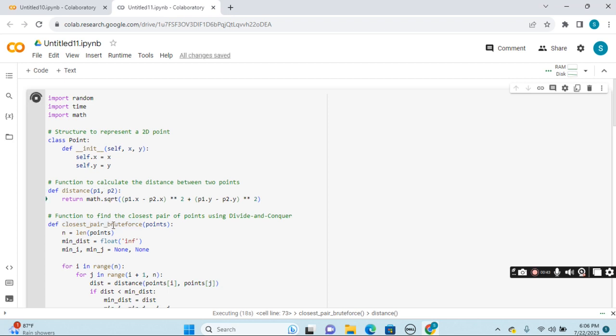Function to find the closest pair of points using brute force algorithm. This function finds the closest pair of points using the brute force algorithm. It checks all possible pairs of points and selects the pair with the minimum distance.